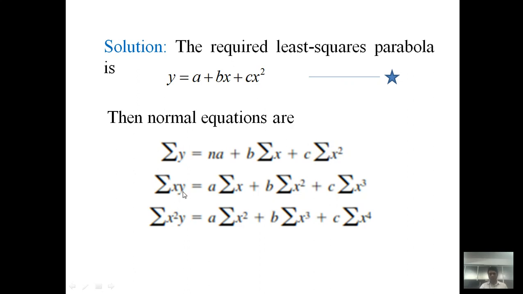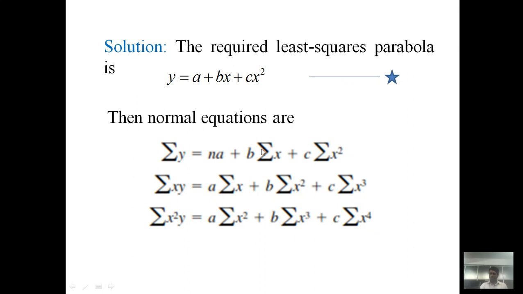Sum of xy, fourth quantity. Sum of x is already covered. Sum of x square is already covered. Sum of x cube, that is the fifth quantity. Sixth quantity, sum of x square y. Sum x square is already covered. Sum x cube is already covered. Finally calculate sum of x raised to 4.